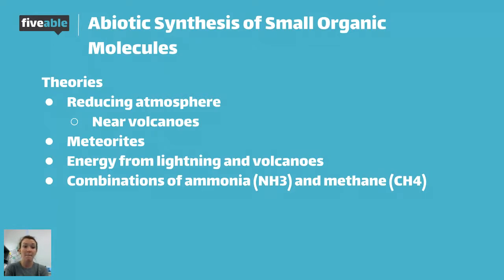Second theory, meteorites. Some scientists believe that perhaps meteorites or space rocks came from a different planet and brought with them some building blocks, some amino acids or some nucleotides or something like that, which would be crazy. And perhaps that means that there are aliens out there. If there are other building blocks out there, who knows? But that is another theory that scientists have posed, that these actually came pre-made on a meteorite.